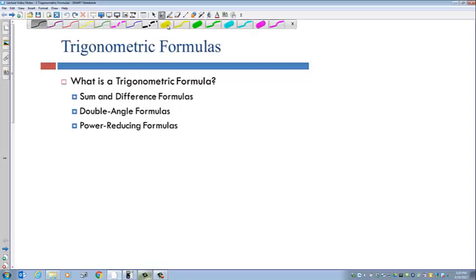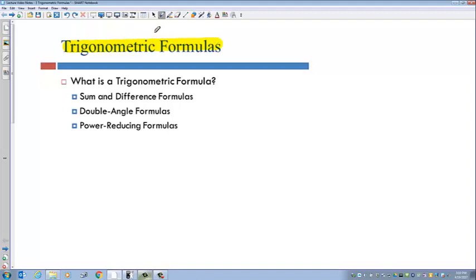So today we're going to talk about some trigonometric formulas. We've seen some other formulas we've called identities before, like cosine squared theta plus sine squared theta is equal to 1. Today we're going to look at three different types of formulas: the sum and difference formulas, the double angle formulas, and the power reducing formulas.